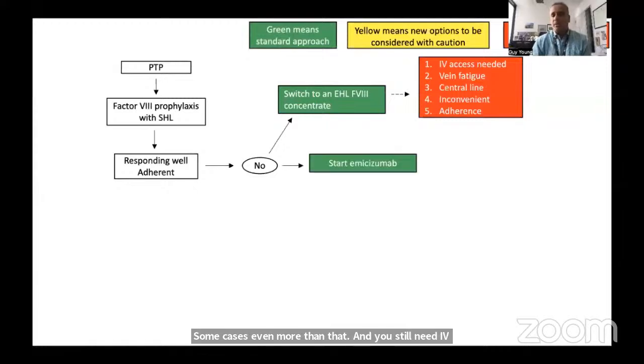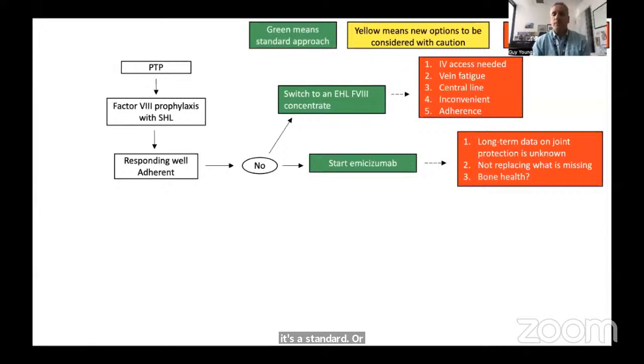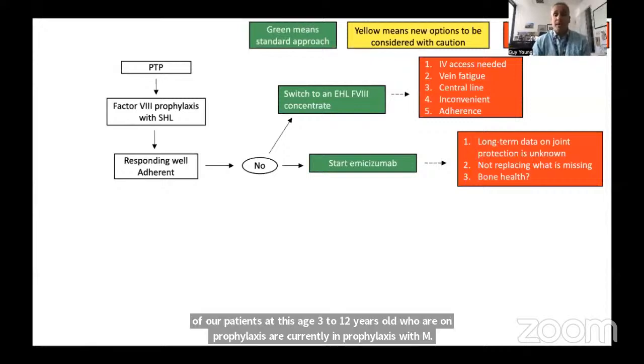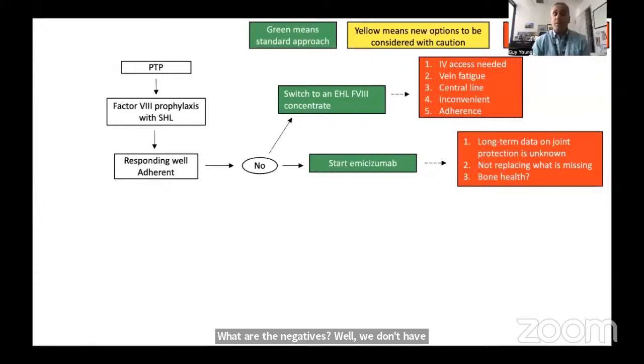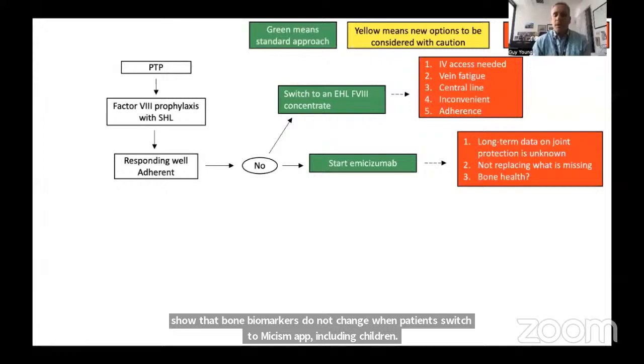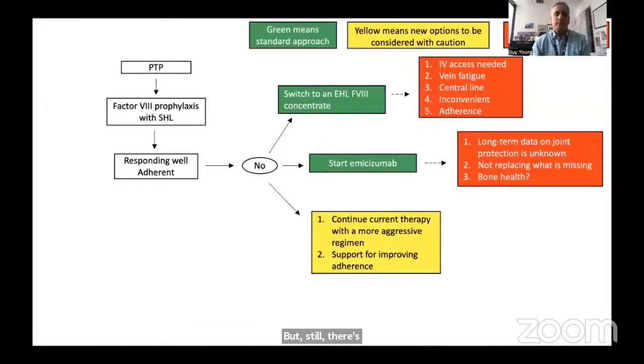The other option, and I put it in green because I think it's a standard, is emicizumab. In fact, the majority of our patients at this age, 3 to 12 years old, who are on prophylaxis are currently on prophylaxis with emicizumab. What are the negatives? Well, we don't have long-term data yet on joint protection. We are not replacing what is missing, which is factor VIII. Emicizumab is not factor VIII, as you know. And there have been questions around bone health, although I'm not personally concerned about that. There are a couple of studies I don't have time to show you that show that bone biomarkers do not change when patients switch to emicizumab, including children. But still, there are some concerns about that in the community.